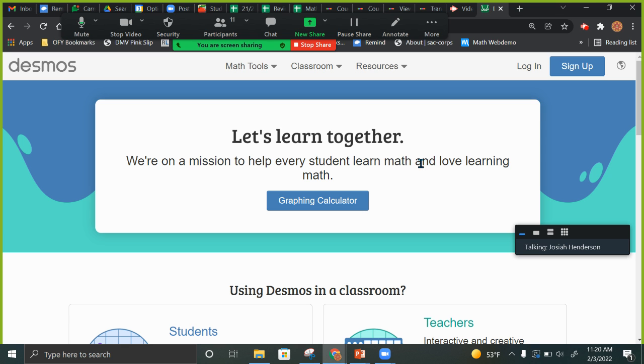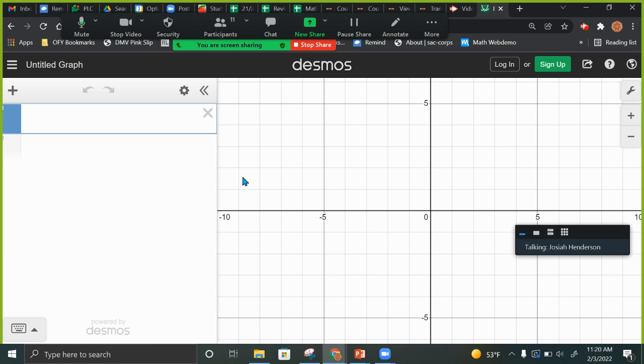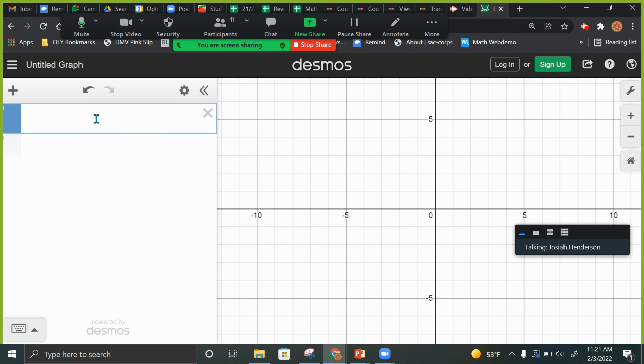Desmos.com. Again, I would love it if you guys are using Desmos on your own to check your equations, to do some fast graphing. It's not cheating, it's using a tool. So please use it.